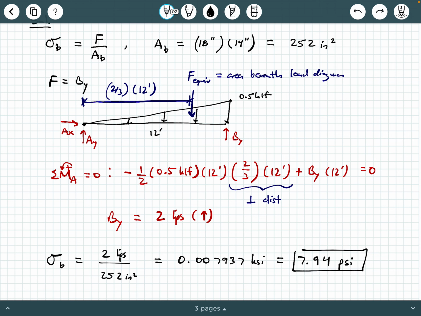So that concludes this example, and you know, I like this example because it helps us refresh some topics from statics that we might be a little bit rusty on. But again, that concludes this example.